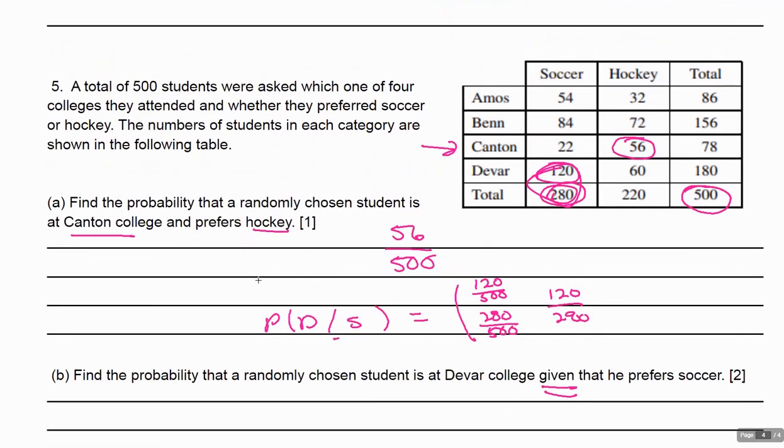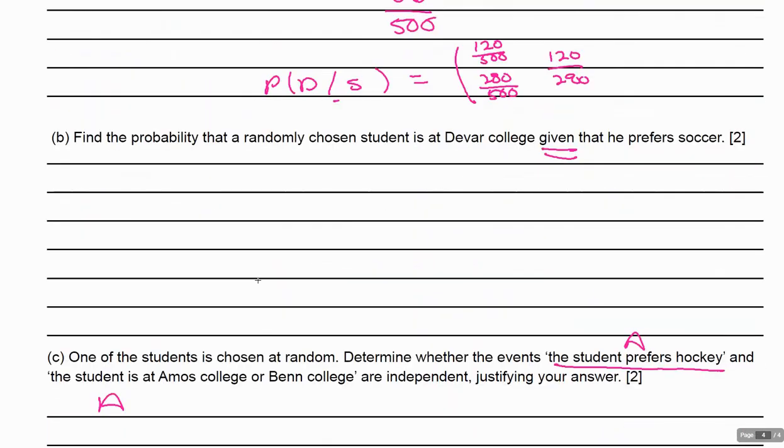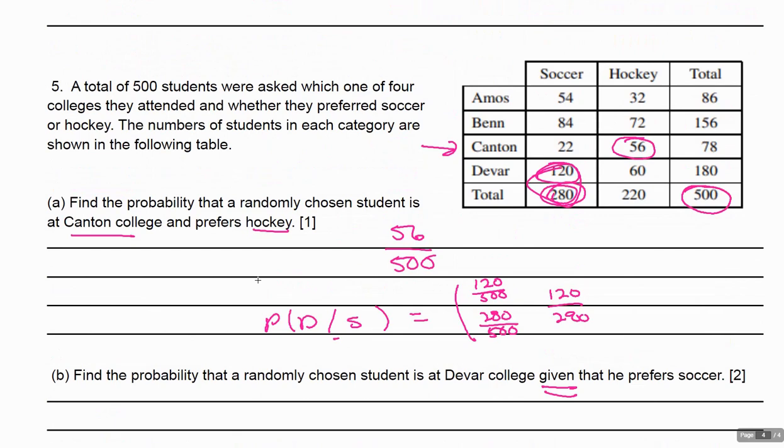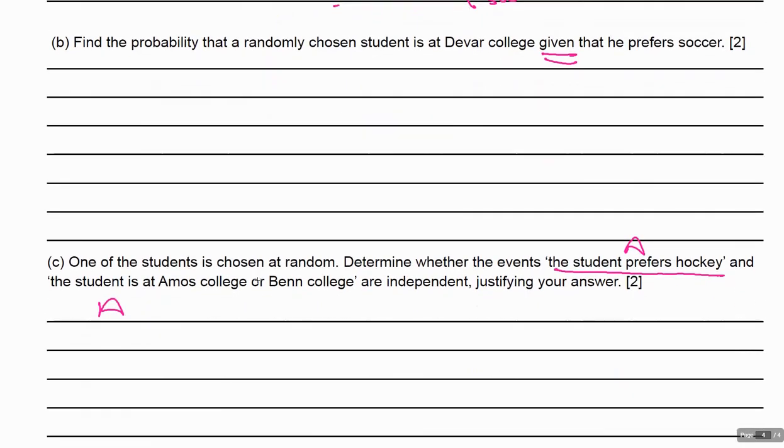How many people like hockey? 220 in total. All right, so there's 220 of them. The probability of that happening is 220 out of 500. Right? Now, the other event is that they're at Amos or Ben.